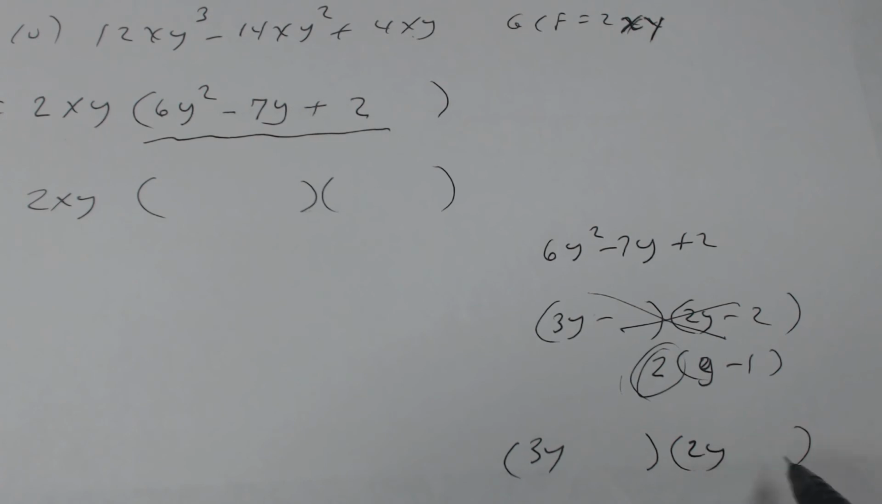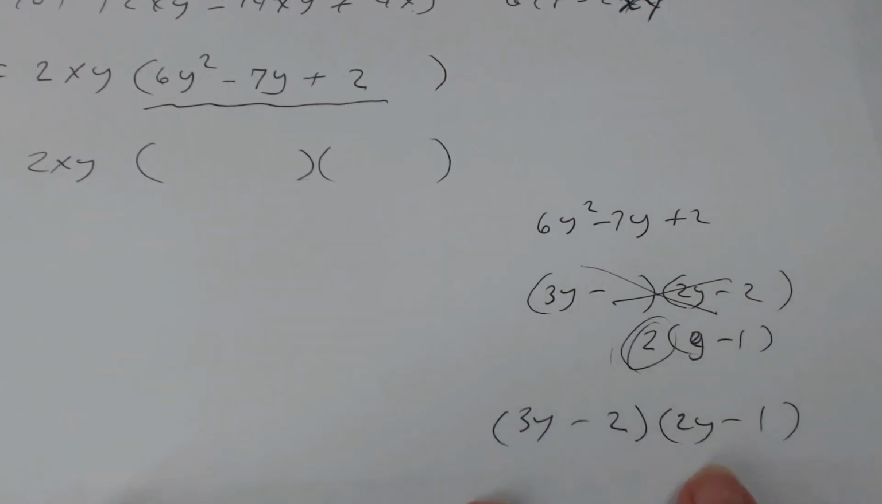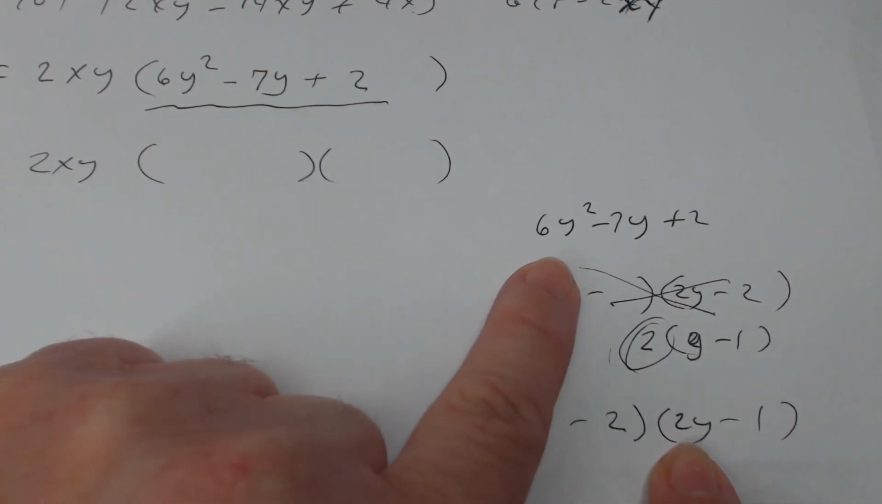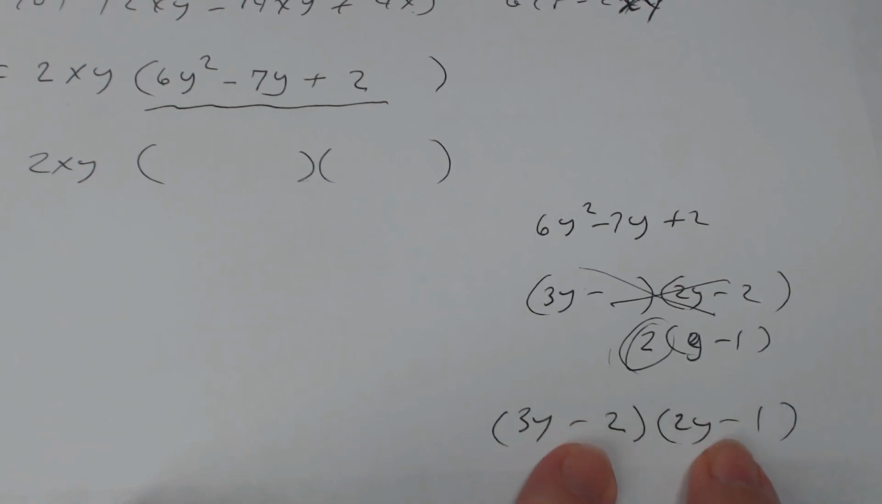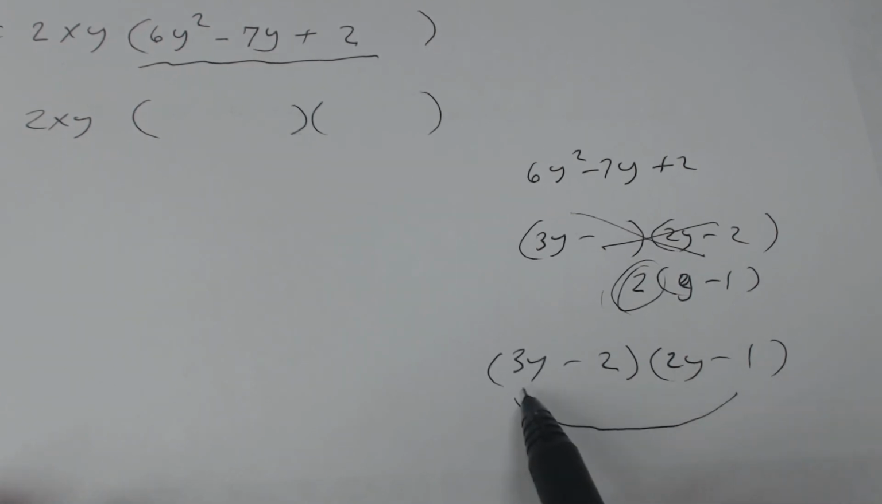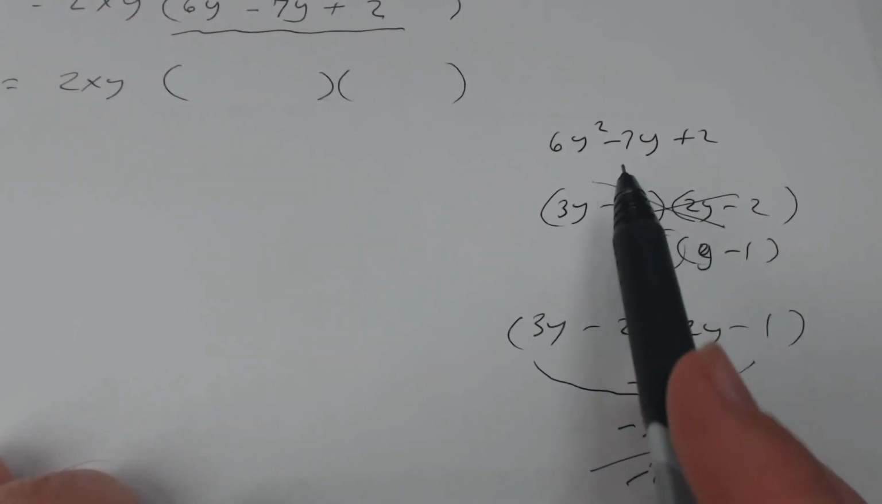So that was 2y, and they were both subtraction. So that means I'm going to put the 2 here, the 1 there. All right, so let's check. Don't assume that's your answer. You've got to check. 3y times 2y using FOIL. 3y times 2y is 6y squared. The last, a negative 2 times a negative 1, is a positive 2. Now let's check the outer and the inner. The outer is 3y times a negative 1, which is a negative 3y. The inner, a negative 2 times 2y, is a negative 4y. When I add these up, I get a negative 7y, and that's what I wanted.